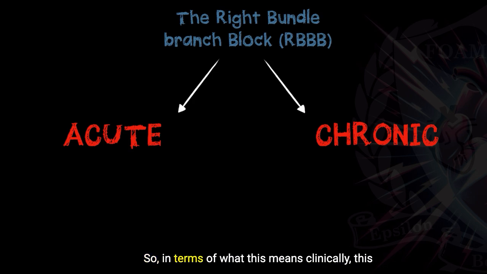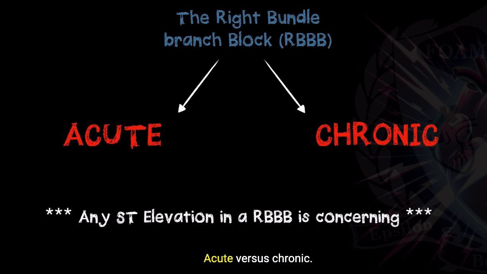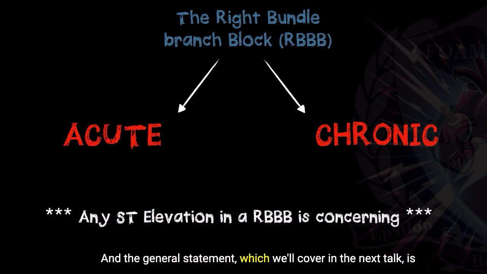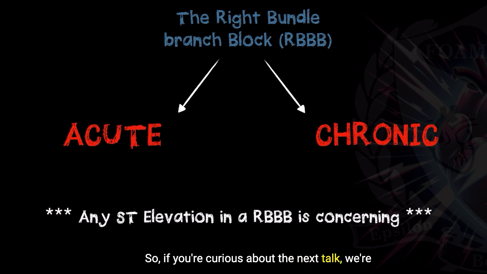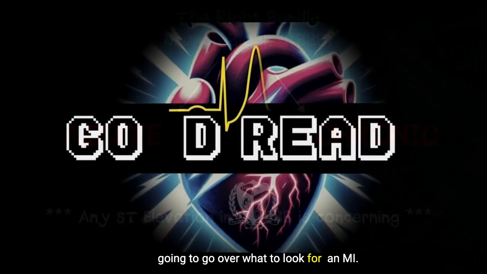So in terms of what this means clinically, this is the question you need to be asking yourself, acute versus chronic. And the general statement, which we'll cover in the next talk, is that any ST elevation in a right bundle branch block is concerning. So if you're curious about the next talk, we're going to go over what to look for in MI.